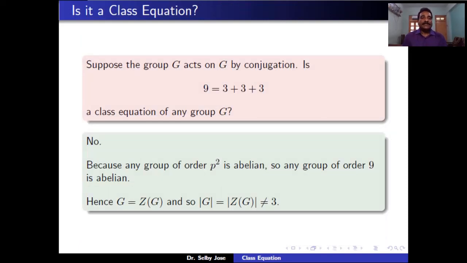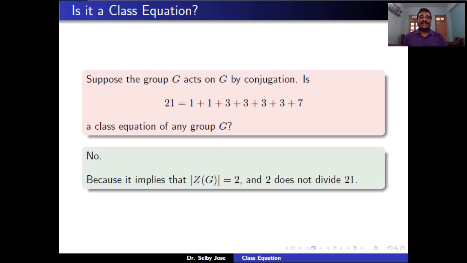So 9 is equal to 3 plus 3 plus 3. Is it a class equation of any group G of order 9? This is not true because the first 3 indicates the order of the center of G. Just now we have seen that any group of order p squared is abelian, and 9 is equal to 3 squared, a prime squared. Therefore, any group of order 9 is an abelian group. So G is equal to the center of G. So the center of G contains definitely 9 elements and it is not 3. Therefore, 9 equals 3 plus 3 plus 3 is not a class equation of any group.